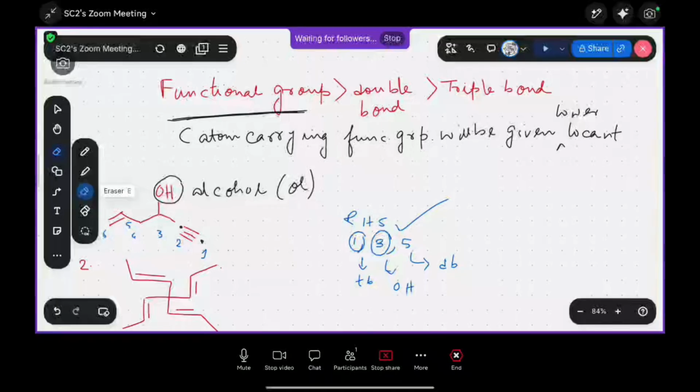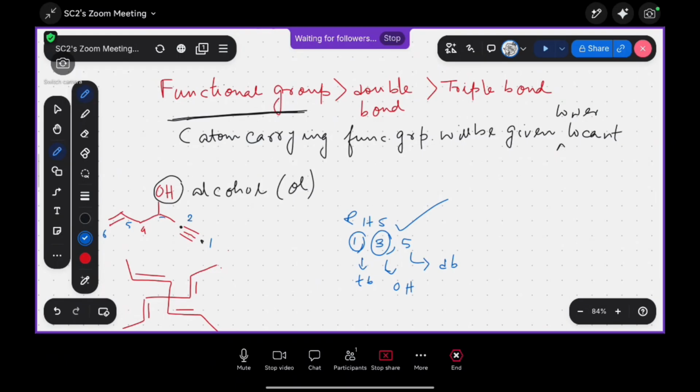Now let's check the numbering. This one is 4. So the right hand side numbering is correct. The third position is OH. So it is like this. 1, 2, 3. Third position we are having OH. So the correct rule format, what is the format?